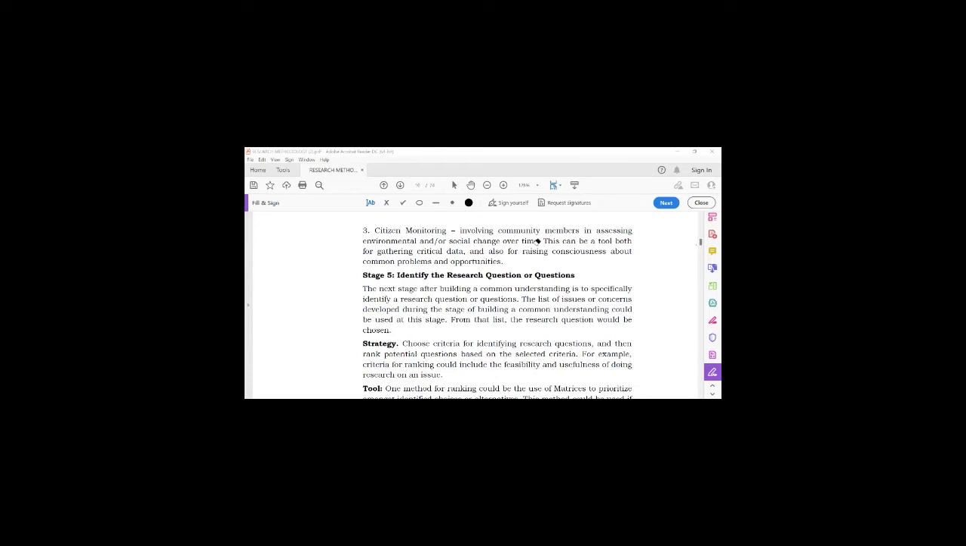And then, once you have identified the area, you identify the key research questions. What will be the first objective? What will be the second objective? Okay, and you list the issues or concerns developed during the stage of building a common understanding. From that list, the research question would be chosen, because there are multiple problems, multiple causes, but which are those two important ones? So there is an 80-20 principle.